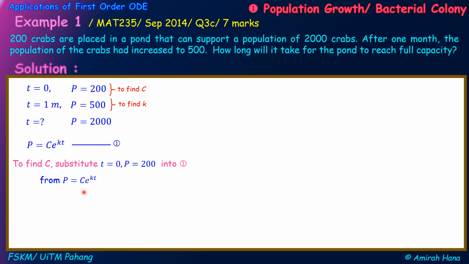So from P equals C e^(kt), equation 1, we replace P equals 200 equals C e to the power of kt. We replace t equals 0. So 0 times k will equal 0, and e to the power of 0 equals 1. Then we have C equals 200. And then from here, we substitute back into equation 1. So we have P equals, substituting C equals 200, 200 e to the power of kt. Then we name this equation 2.